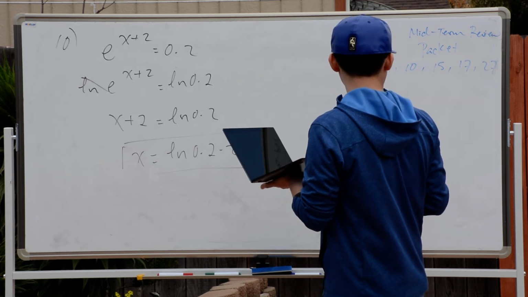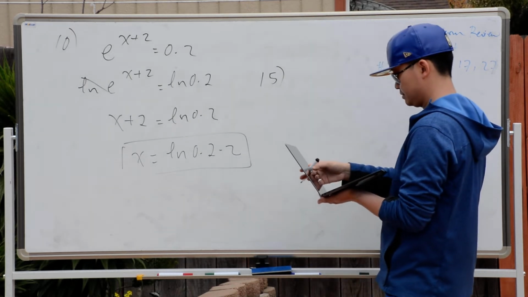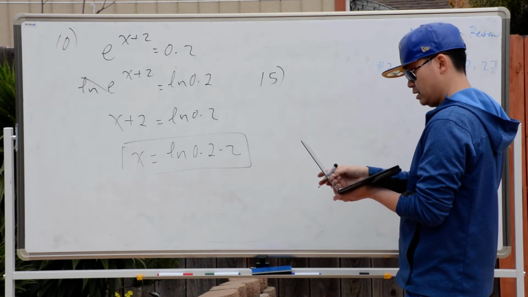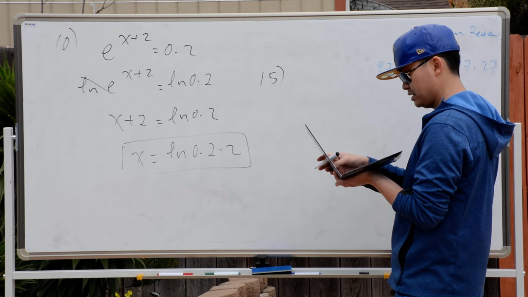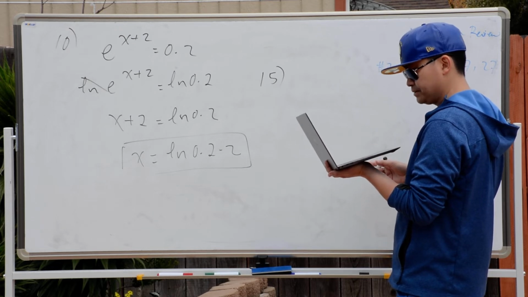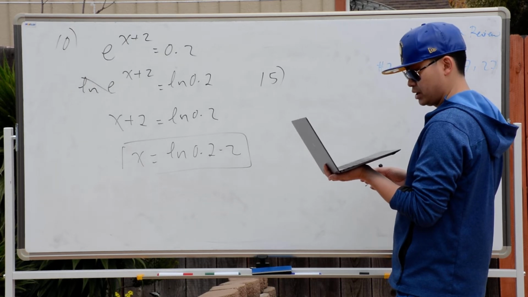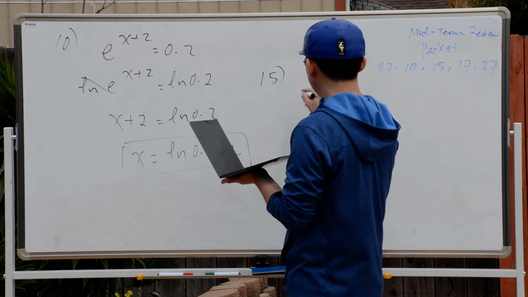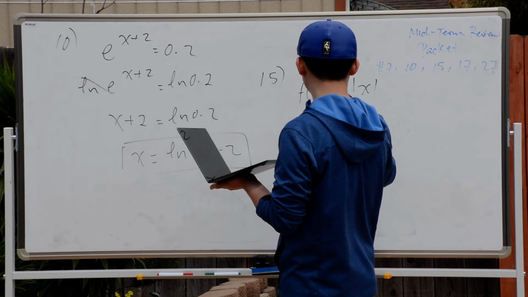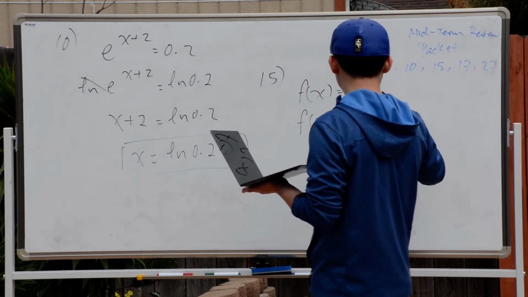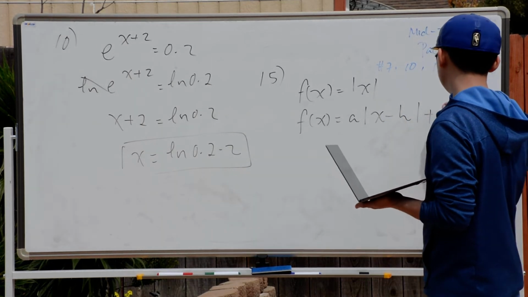Okay, so now let's see what else we have. So we got 15. Okay, so number 15. The graph of f and g are given. Find a formula for the function g. So this one is just about the transformation. Given that f of x is the absolute value of x, we do know that the transformational form for this one is a times absolute value of x minus h, plus k. There's no square.